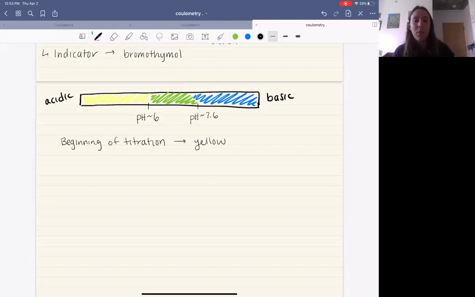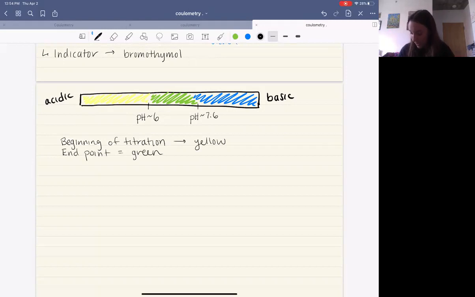And then what should the endpoint be? As you're adding electrons, you're generating OH minus, and that's neutralizing your acid. And so your endpoint should be green, right? This between 6 and 7.6 is around neutral. So the endpoint is green. So that's what you'll be doing. You'll be providing current until you notice your solution is green, and you'll stop it, and you're going to time how long that takes. And we'll get into that math in just a second.